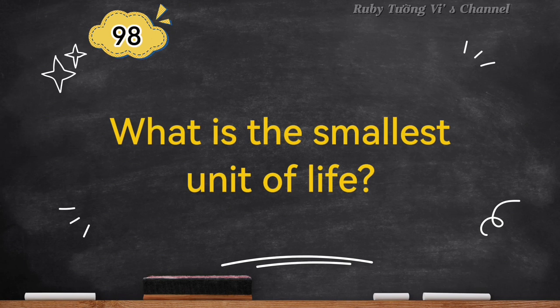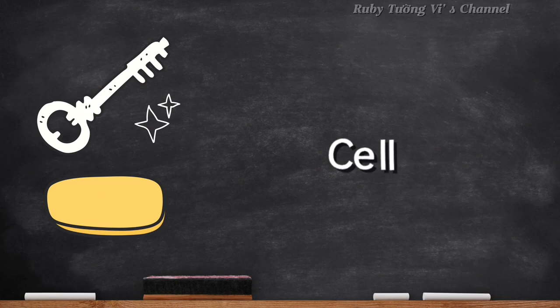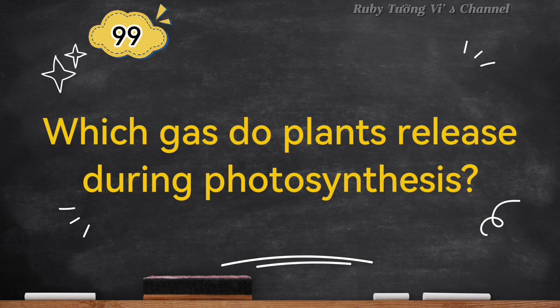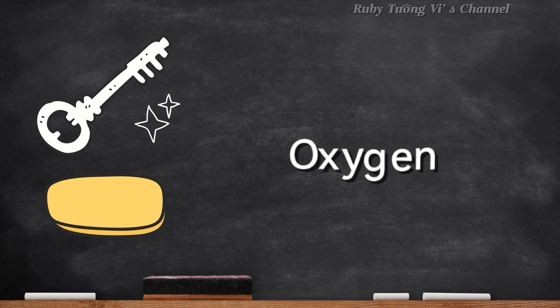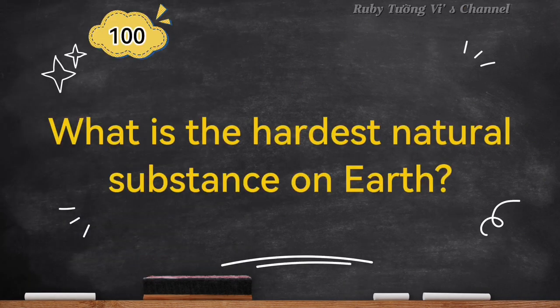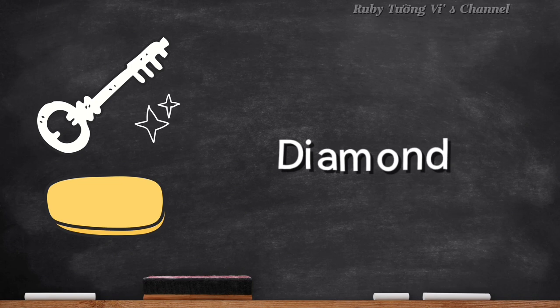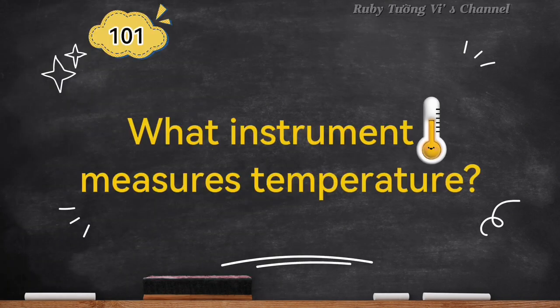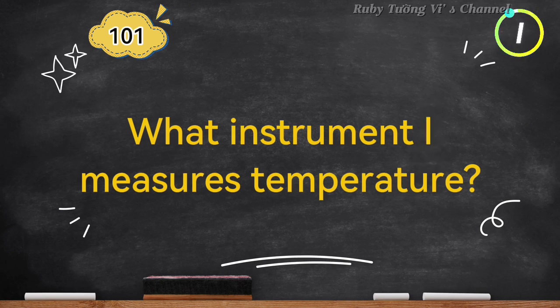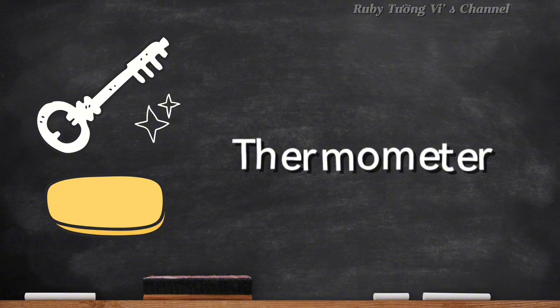What is the smallest unit of life? Cell. Which gas do plants release during photosynthesis? Oxygen. What is the hardest natural substance on Earth? Diamond. What instrument measures temperature? Thermometer.